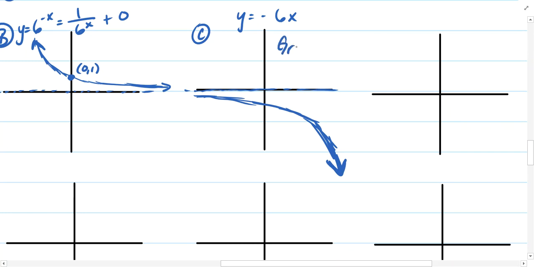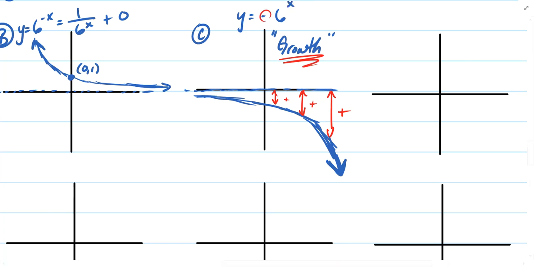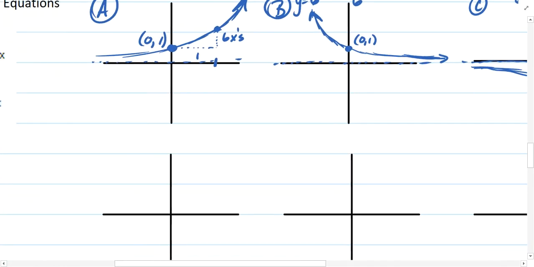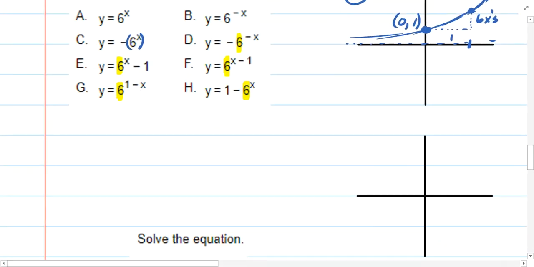This is still considered a growth function. It's not considered a decay function. Even though the y values are decreasing, they're going down. When we talk about growth versus decay, we're really discussing the distance from that asymptote, in this case y equals 0. So this distance is getting bigger and bigger and bigger, so we would still call this a growth function. The negative symbol, whoops, this should have been 6 to the power of x. This negative symbol simply reflects over the x-axis.